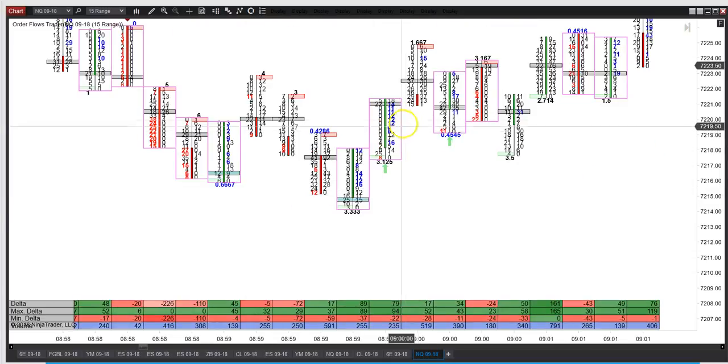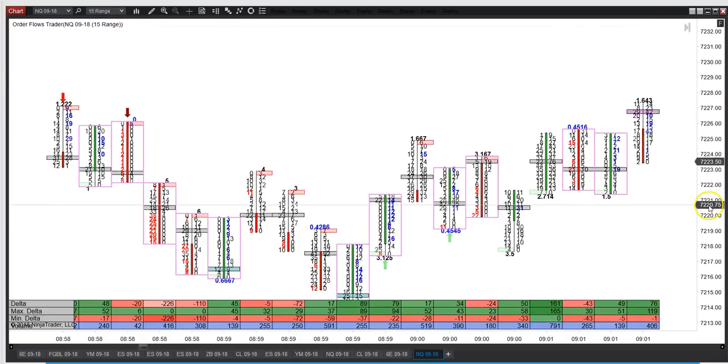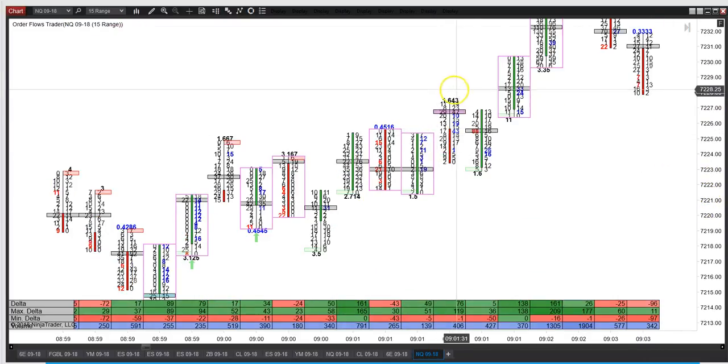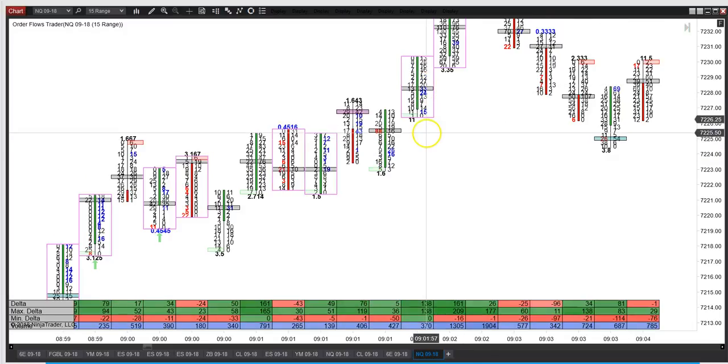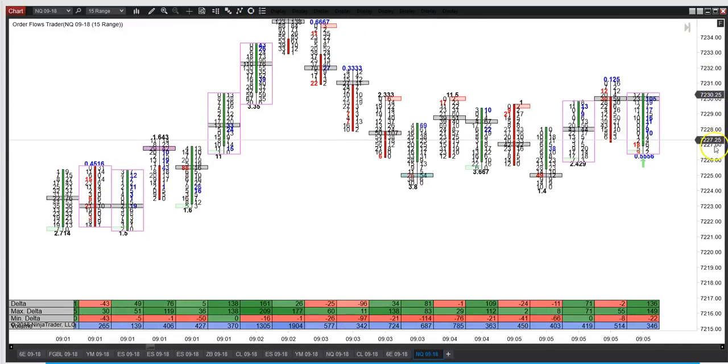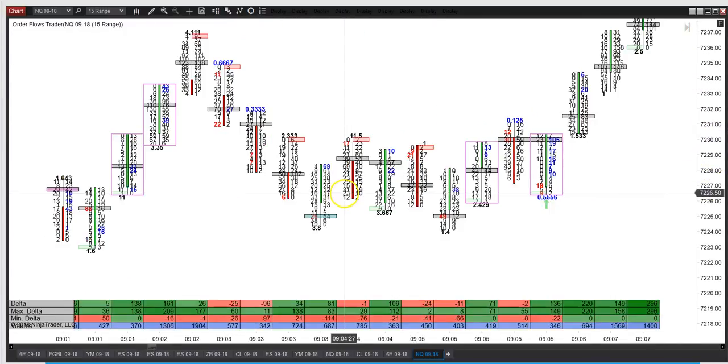Then you get this one, maybe you're getting in long somewhere in here at 72.20. You rally all the way up here where you get the prominent point of control where you're stopped out, but you got back, maybe 5 points, and then you get stopped out again. No prominent point of control up there.